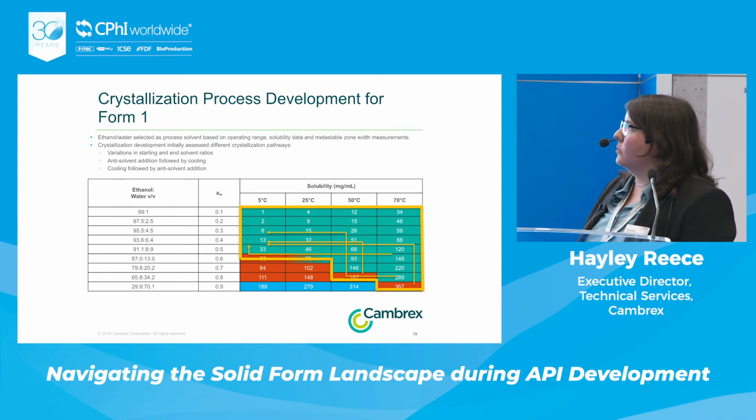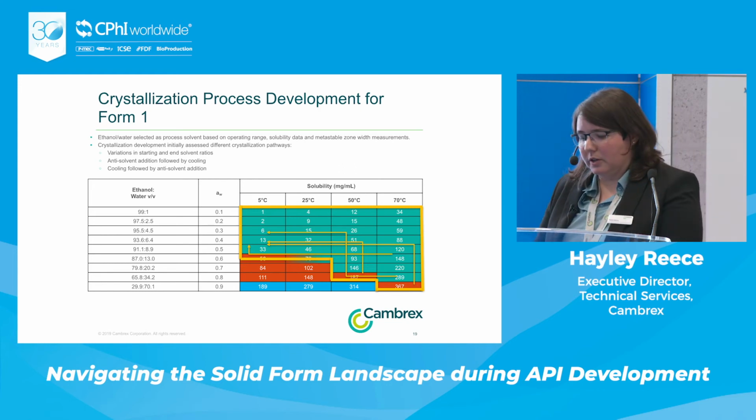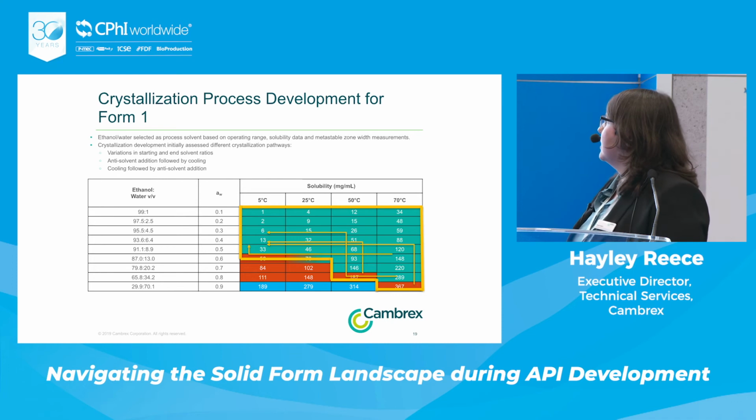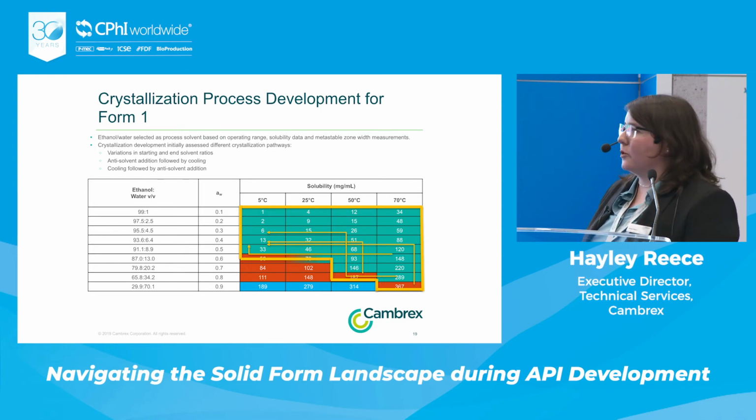What we went on to do next: at this point we start to look at the best crystallization pathway. Once a solvent has been selected, what is the best crystallization pathway to choose? There are a lot of different options. So within the orange space there, that is the operating range for our crystallization for obtaining Form 1. We can then explore different pathways.